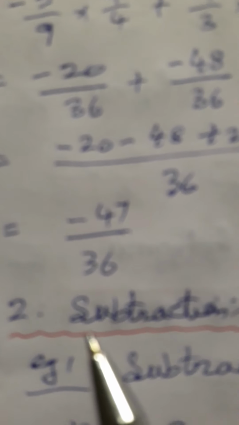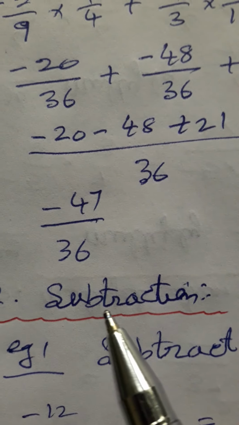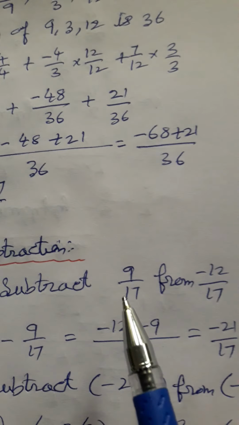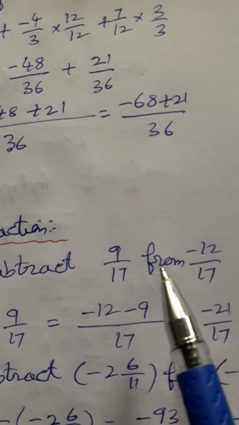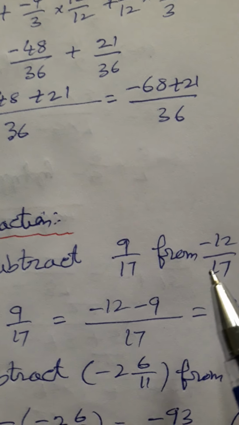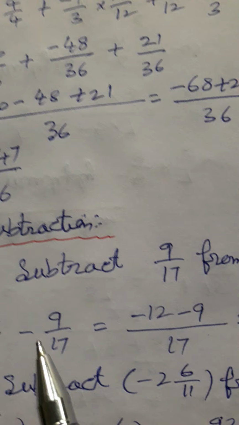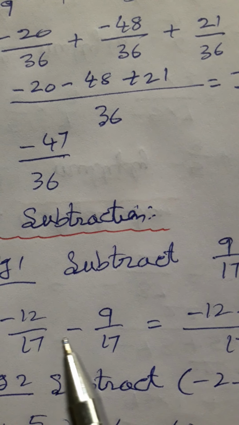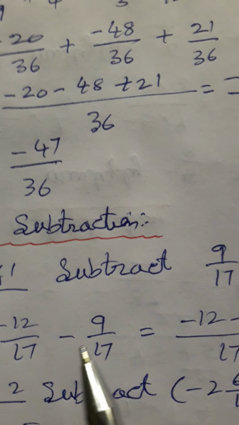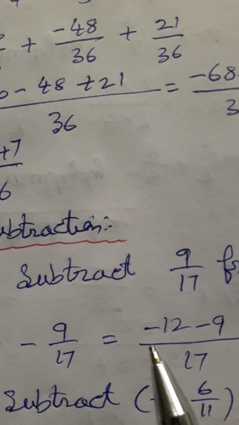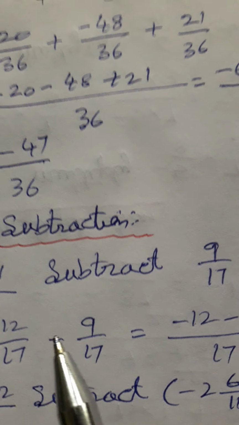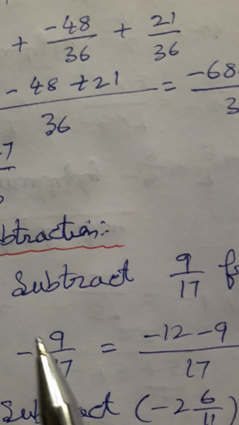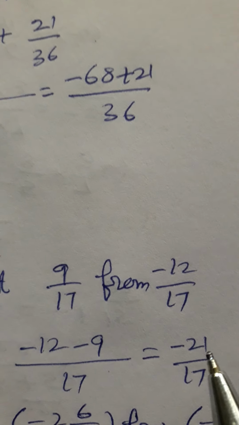Number 2, subtraction. So next basic operation is subtraction. Subtract 9 by 17 from minus 12 by 17. From minus 12 by 17. So we take minus 12 by 17 as first one. First we take it. Minus 9 by 17. We have same denominators. So put 17 here and directly put minus 12, then minus 9. So minus 12 minus 9, we get minus 21 by 17.